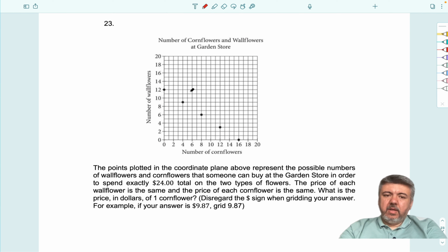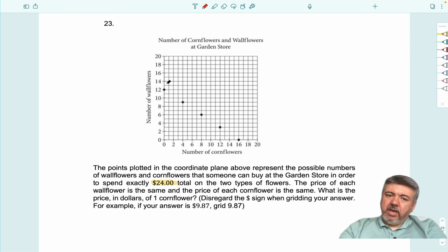Question 23. The points plotted on the coordinate plane, let me show you the points, represent the possible numbers of wallflowers and cornflowers that someone can buy at a garden store in order to spend exactly $24. Let me show you this. If someone buys 4 cornflowers and 9 wallflowers, he will pay $24. If he buys 8 cornflowers and 6 wallflowers, he will pay the same amount.